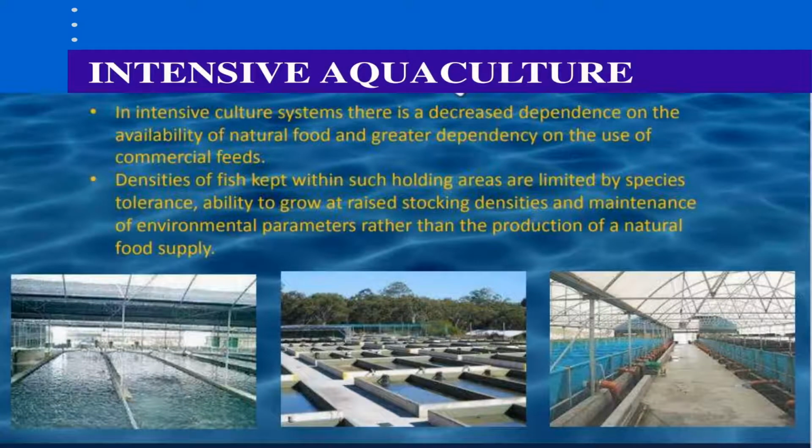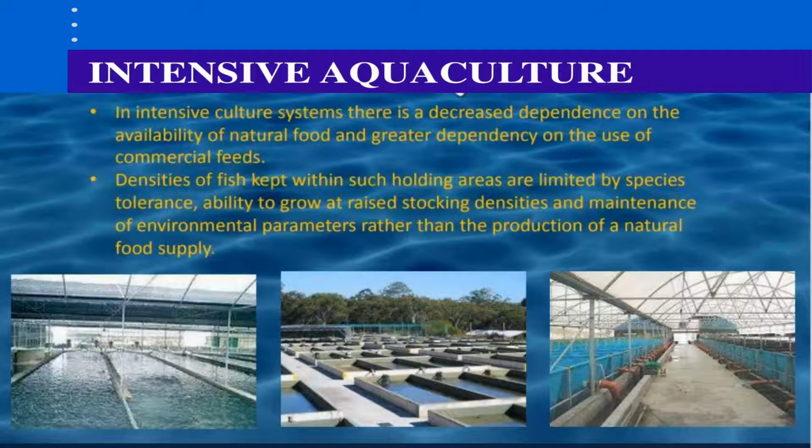Now friends, we will see what is intensive aquaculture. Friends, there are two types of aquaculture. First is intensive and second is extensive. So what is intensive aquaculture? In intensive culture systems, there is a decreased dependence on the availability of natural food and greater dependency on the use of commercial feeds. See here, in intensive aquaculture the commercial food is provided, and the fishes that are cultured can be given artificial or commercial food. They don't depend upon the natural food available for them.